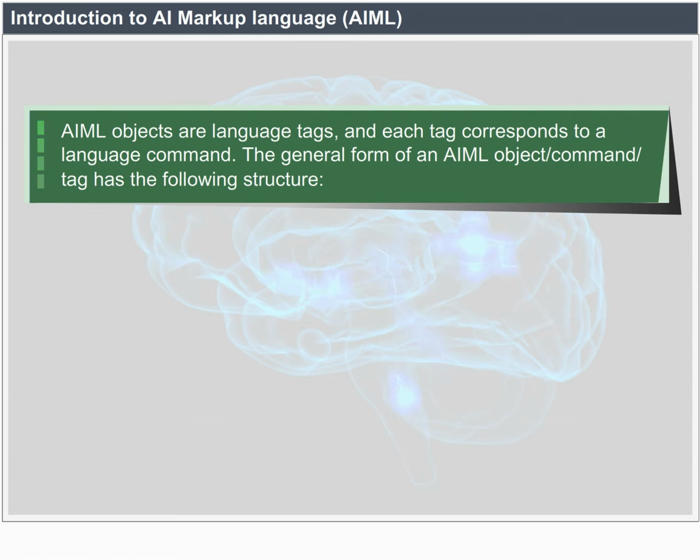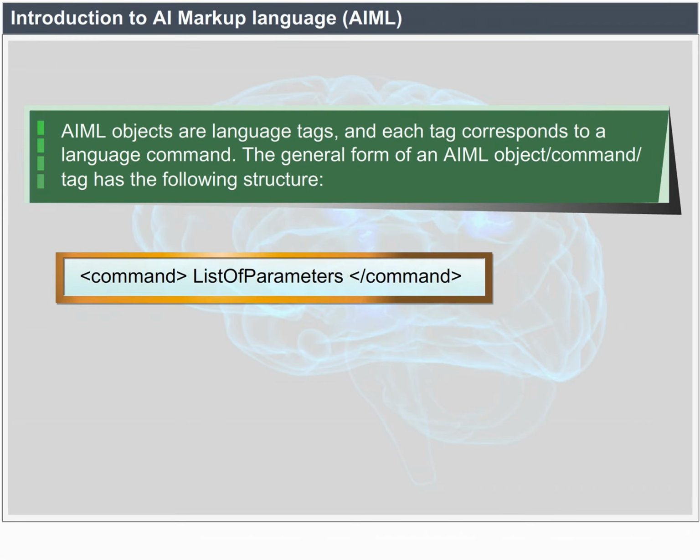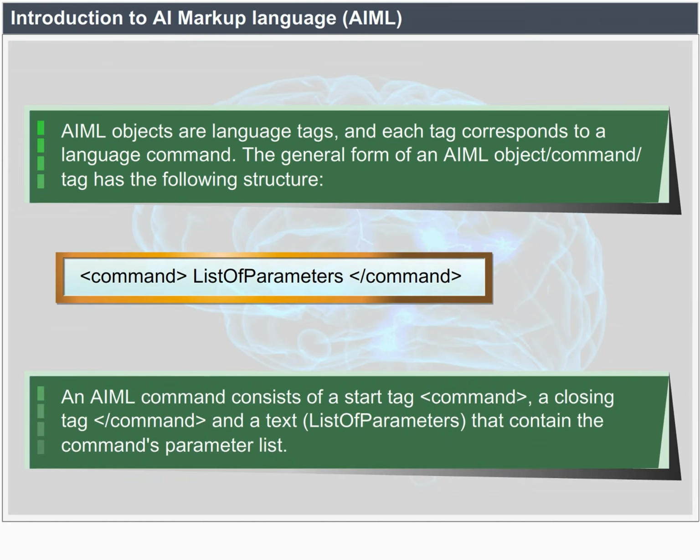The general form of an AIML object, command or tag has the following structure: open command, list of parameters, close command. An AIML command consists of a start tag command, a closing tag command, and a text list of parameters that contain the command's parameter list.